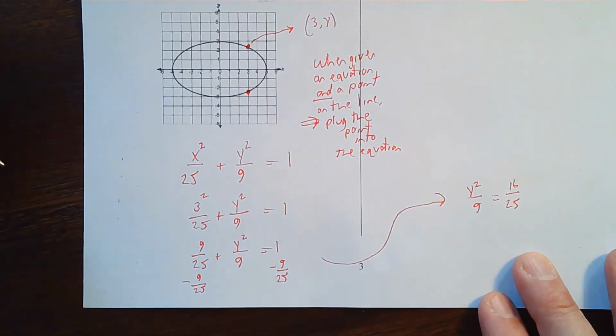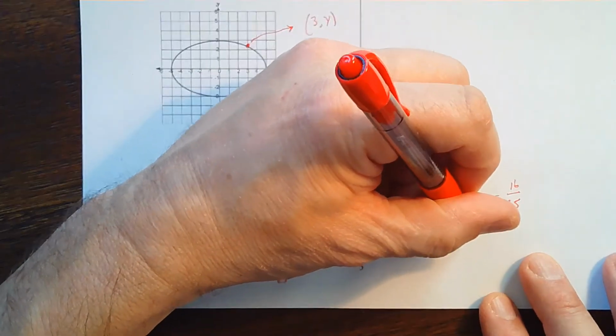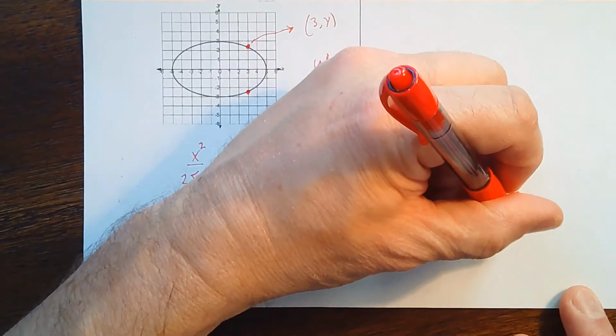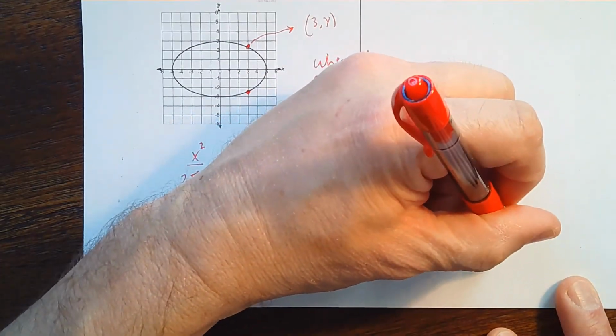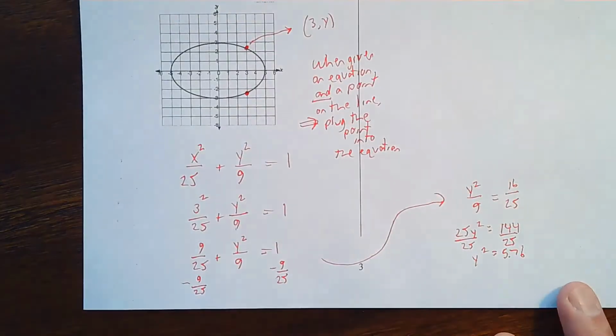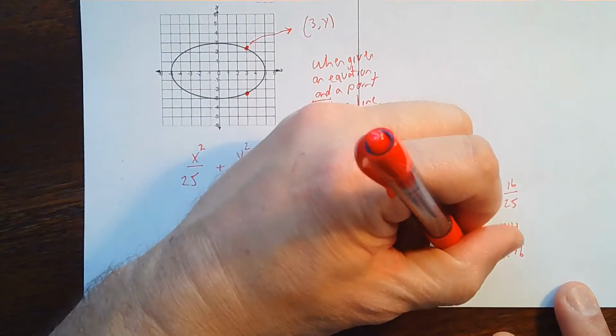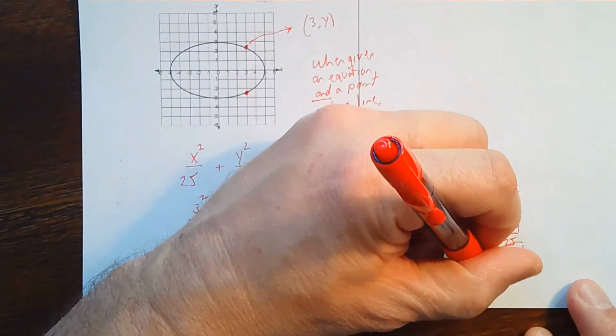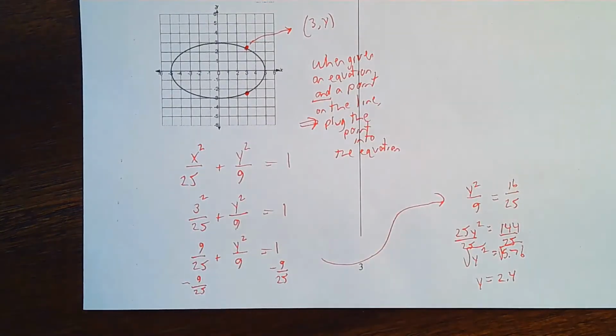Now we're going to cross multiply, and I get 25y squared equals 144. Divide by 25, get y squared equals 5.76. And when we take the square root of both of those, we get y equals 2.4.